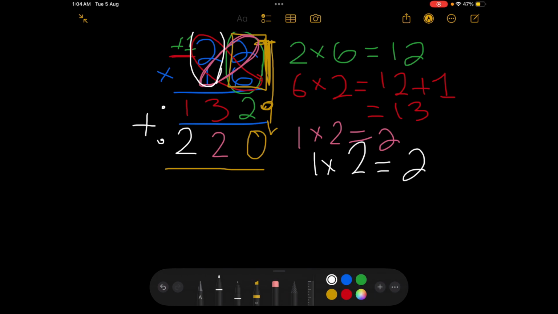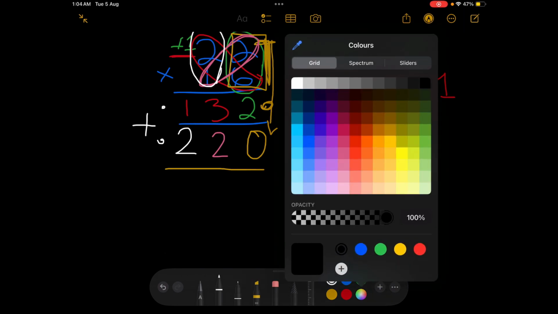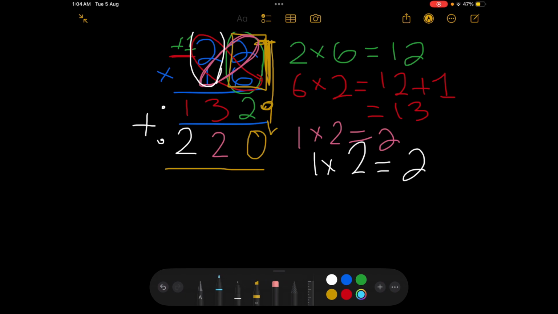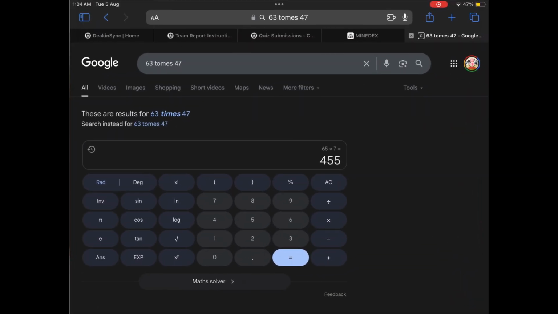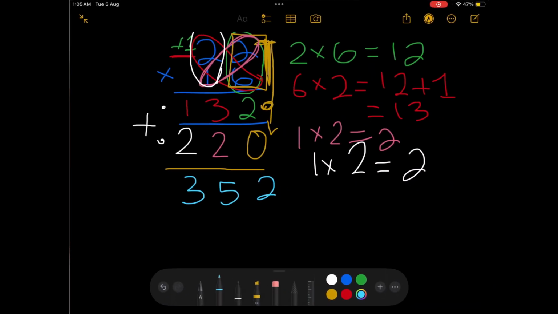Grab another color for that. Do this blue. So 2 plus 0 is 2. 3 plus 2 is 5. 1 plus 2 is 3. Answer is 352, and we are just going to check this. So 22 times 16 is 352. So it's nice and simple.